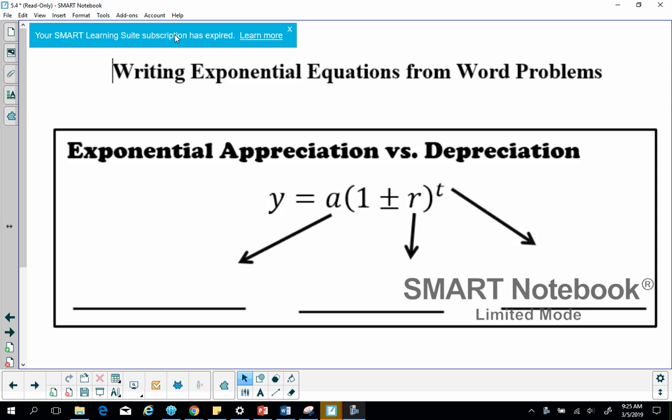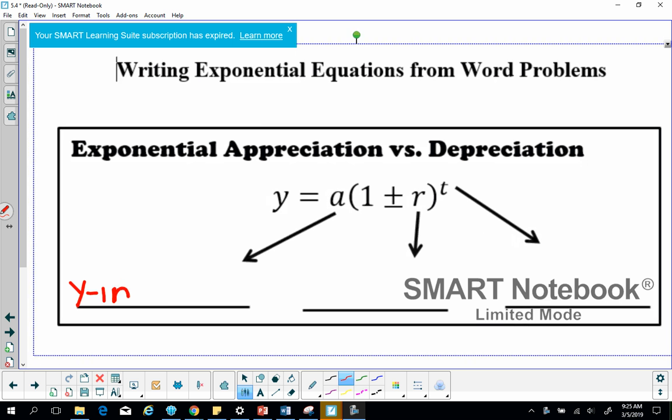And so this is review right here. What is your A? Your y-intercept or your initial amount. I can't spell. Y-intercept or initial amount.